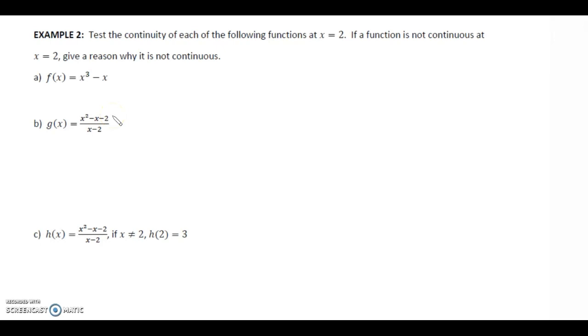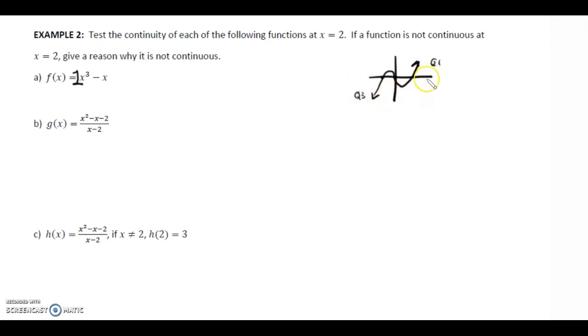Example 2, test the continuity of each of the following functions at x equals 2. If a function is not continuous at x equals 2, give a reason why it is not continuous. Okay, so taking a look at A, f at x equals x cubed minus x. Well, taking a look at this, I think back to what an x cubed function looks like with coefficient 1. It's going to look something like this, where it zigzags up and down 3 times. So 1, 2, 3. Okay, at most it's going to have 3 zeros, and it's going to extend from quadrant 3 to quadrant 1.